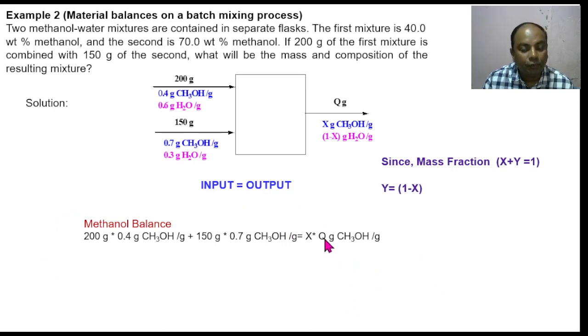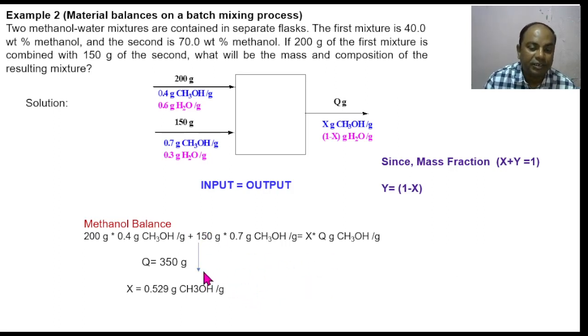We have just found the Q value, it was 350. Finally, when you make the calculations, we get X, the mass fraction of methanol. How much is the mass fraction? 0.529. So we have calculated here the mass fraction of methanol. Similarly, we can calculate the mass fraction of water, and finally find that the left hand side, that is input, is equal to output.